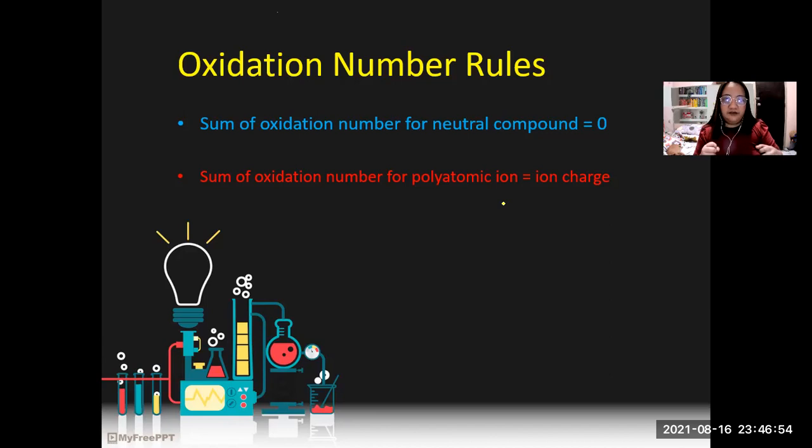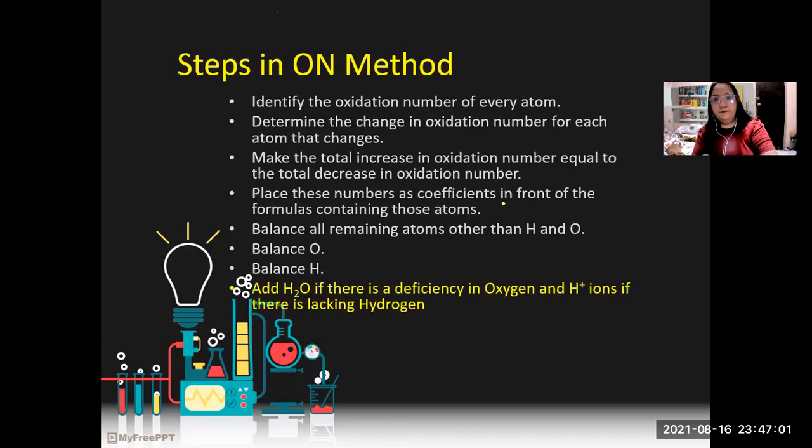So what is the method? How do we do the balancing using this oxidation numbers method? There are actually 7 steps, 5 at the minimum because I just split steps 5, 6, 7. The first step is to identify the oxidation number of every atom. You identify what atoms are there in the reaction and then get the oxidation numbers.